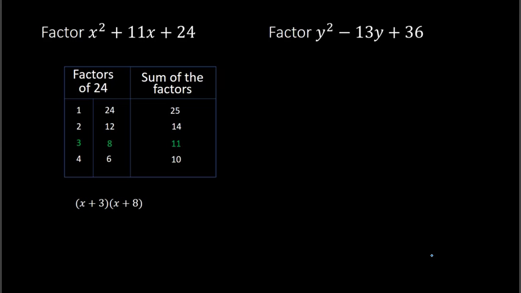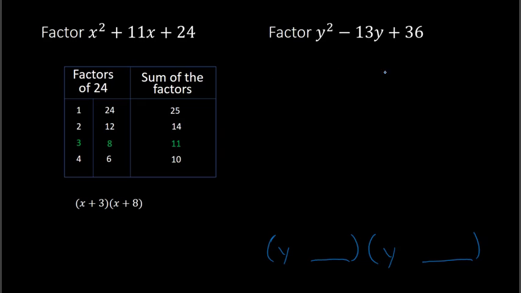Now for another example. Here we have y squared minus 13y plus 36. So I know to factor, I need to have two things in parentheses. And we have y and y. Then we have two numbers that go here and then here. So the question is, what two numbers go there?